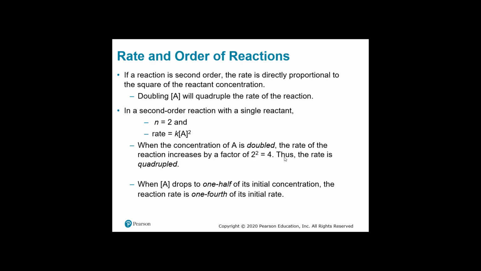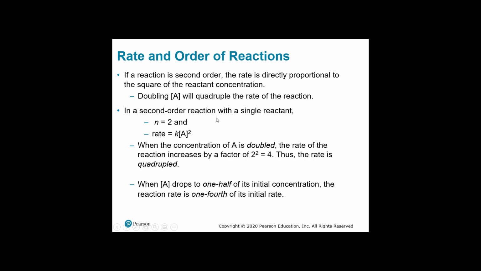If a reaction is second order, the rate is directly proportional to the square of the reactant concentration. This one's a little harder for people to understand, but what it's saying is the rate is directly proportional to the square of the reactant concentration. Doubling the concentration of A will quadruple the rate of the reaction. So basically, you have to look for two things if you're dealing with second order: the concentration of A will double, but the rate of the reaction will quadruple. So it will increase by 4 times.